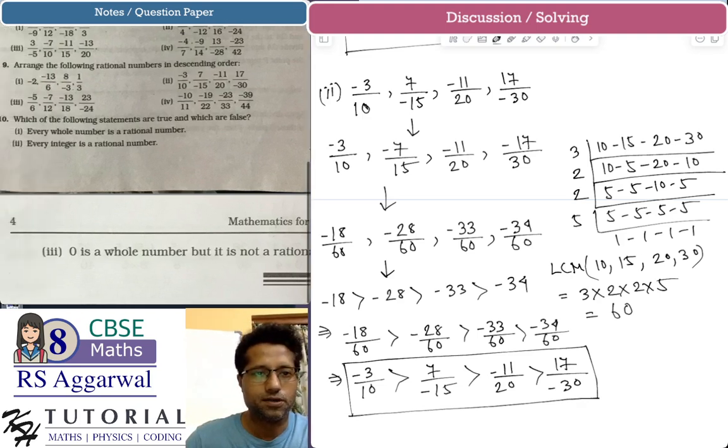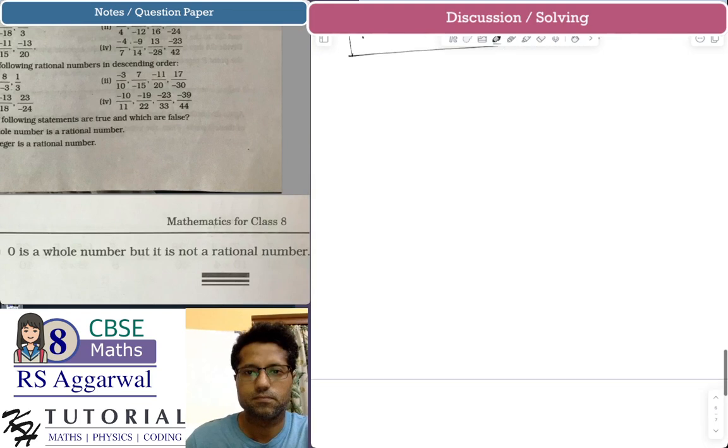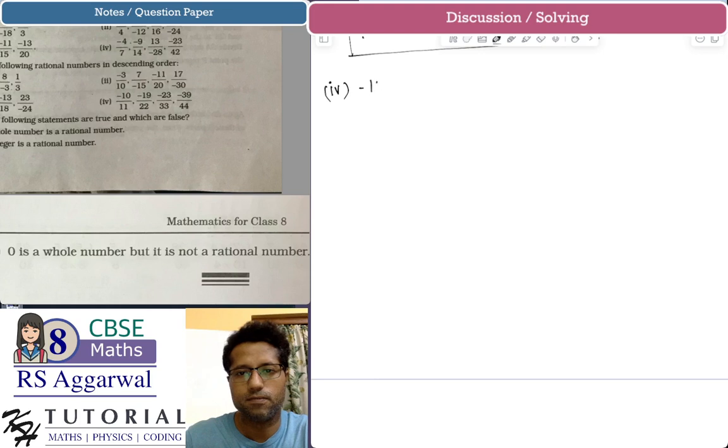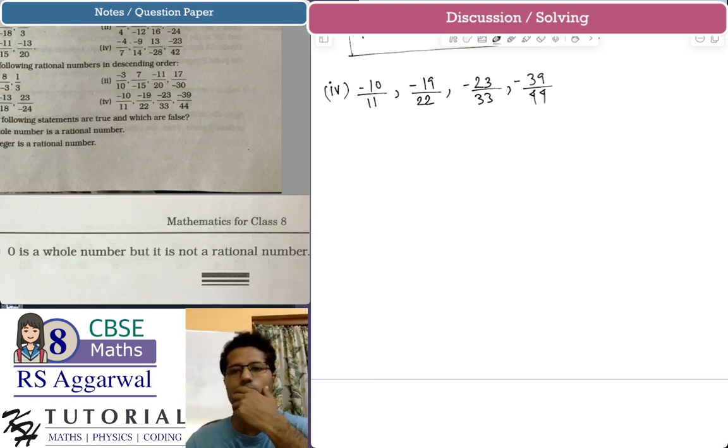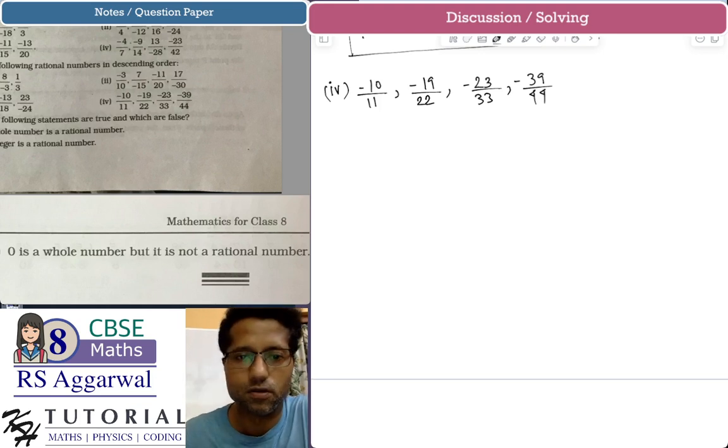Okay. Question number 9. Let's do the last one, that is part 4. The rational numbers are minus 10 by 11, minus 19 by 22, minus 23 by 33, and minus 39 by 44. Now we see that all the rational numbers are already in standard form, because the denominators are negative or positive, and there is no common divisor between the numerator and the denominator for all the rational numbers.